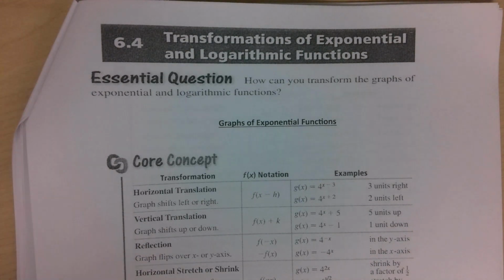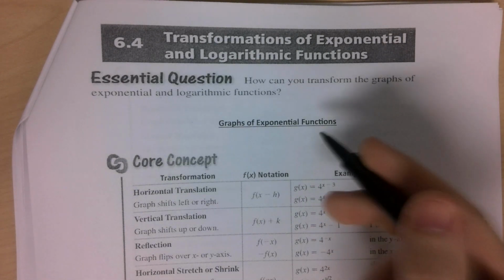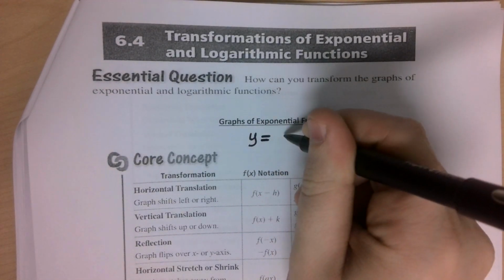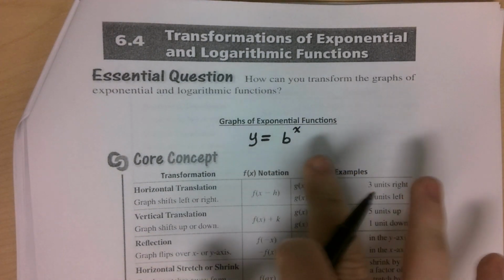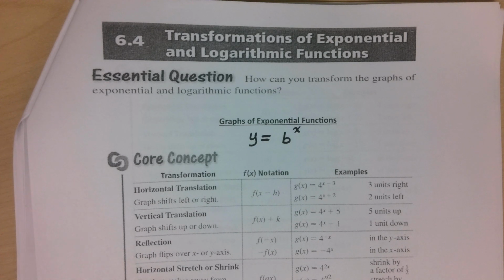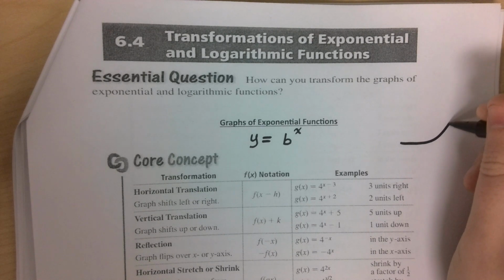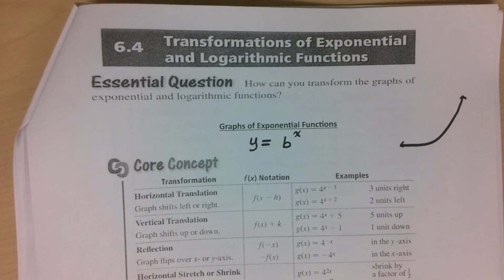So, first off, let's talk about exponential functions. Exponential functions are always going to look like this. Y equals b to the x power. That is the parent function of an exponential. And we know from past sections, exponentials are going to be a curve that sort of looks like this. It's going to start off near 0, and it's going to slowly start going its way up, like so.